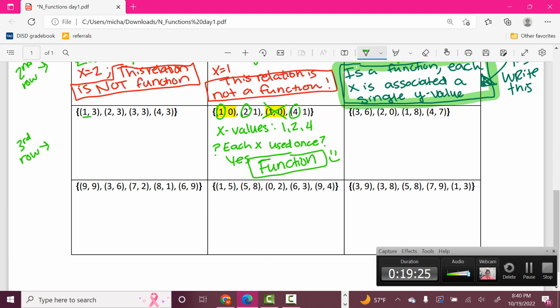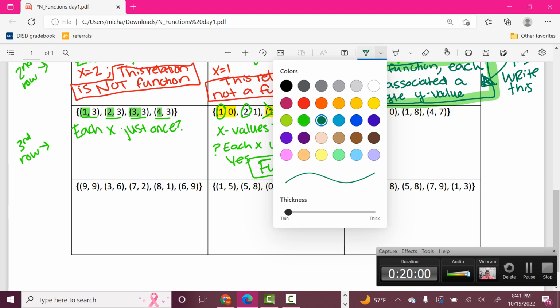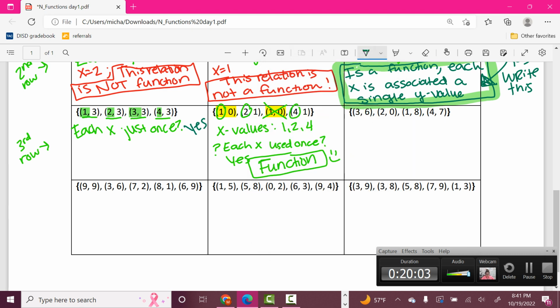We have the ordered pairs (1, 3), (2, 3), (3, 3), and (4, 3). None of those ordered pairs are repeating themselves. They're not identical. So now I get to just move on and ask myself, does each x value occur just once? Well, the x values are 1, 2, 3, and 4. Since each x value occurs just once, I would say yes, this is a function.